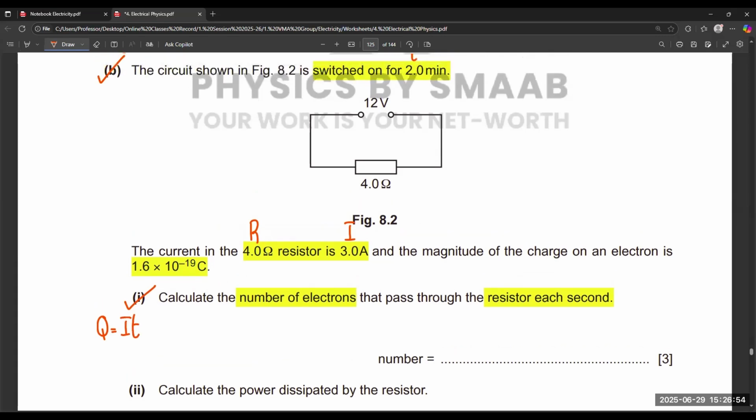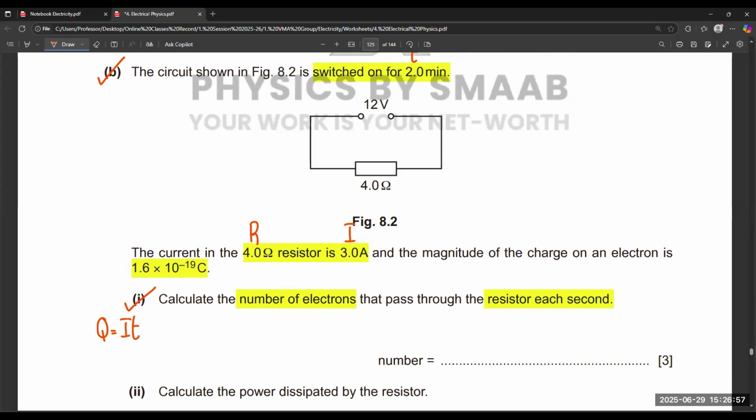First of all, we have to find the charge. Very simple. Current is 3 ampere, time is 2 into 60, that gives 360. After finding the total charge, we can divide by the charge of one electron to get the total number of electrons.